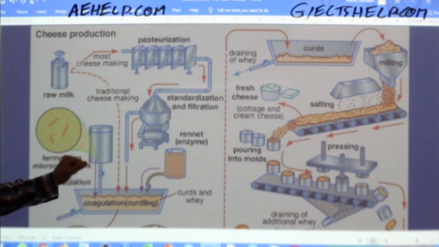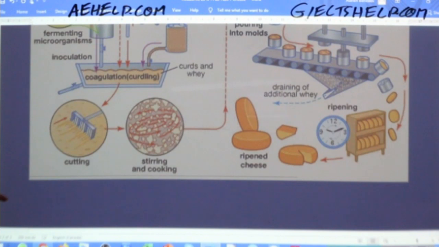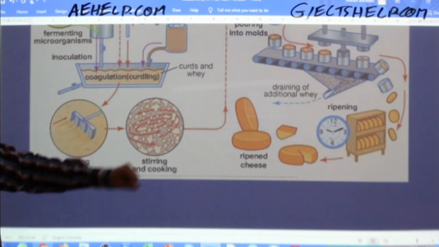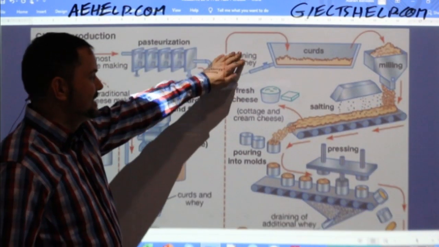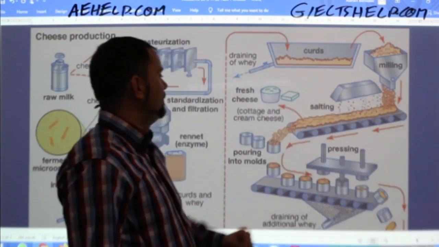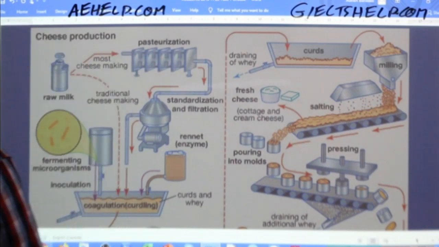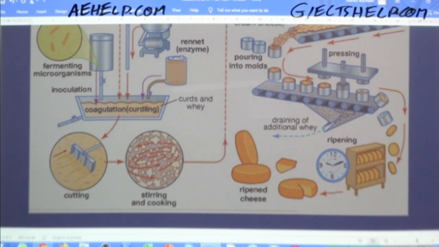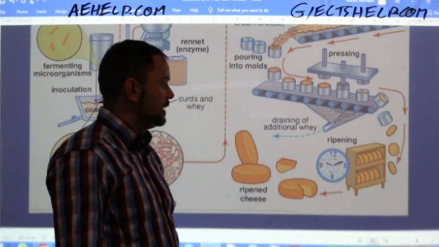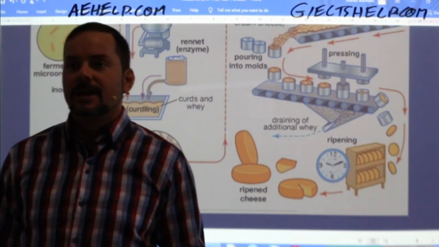We have fermenting, 3. Coagulation, 4. Cutting, stirring, 5, 6. Draining, 7. Milling, salting, 8, 9, pouring into molds, pressing, 10, 11. It's good to do that. It's good to go over each of these steps so you really know what you're looking at. Okay, and then ripening, 12. So roughly 12 steps to this process, right?